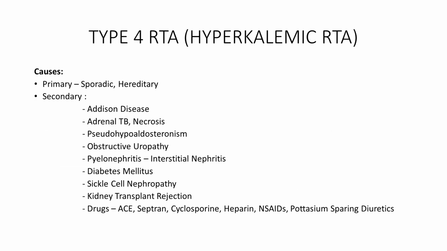Causes can be sporadic and hereditary. Secondary causes include Addison disease, adrenal tuberculosis, pseudohypoaldosteronism, obstructive uropathy, pyelonephritis, interstitial nephritis, diabetes mellitus, sickle cell nephropathy, kidney transplant rejection, and drugs like ACE inhibitors, cyclosporin, heparin, NSAIDs, and potassium-sparing diuretics.